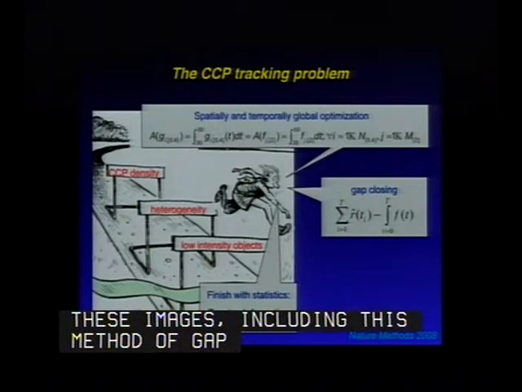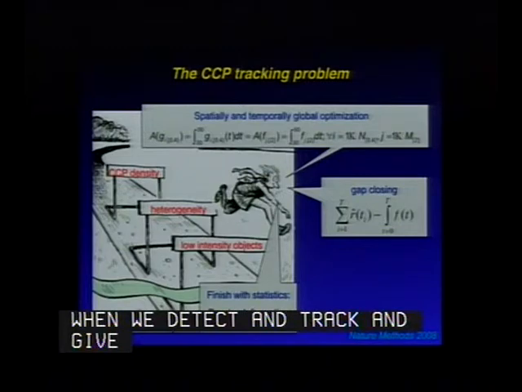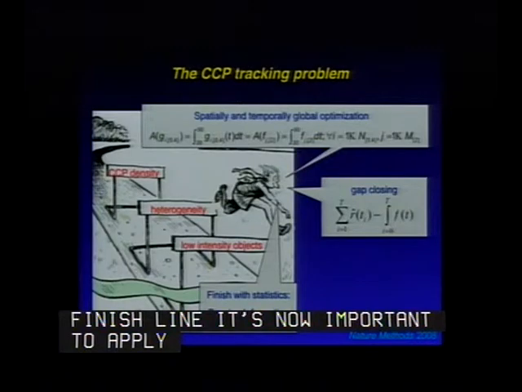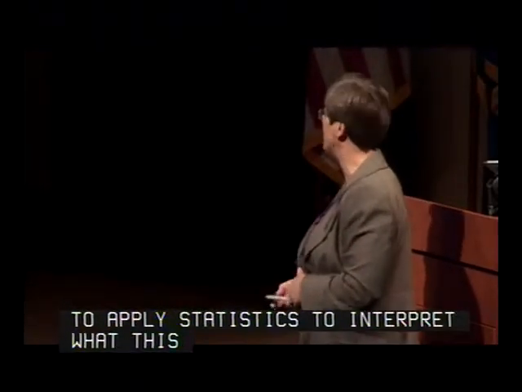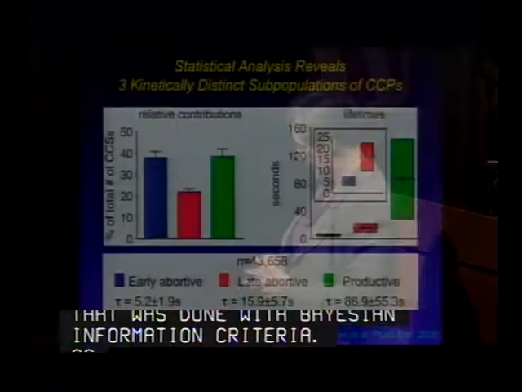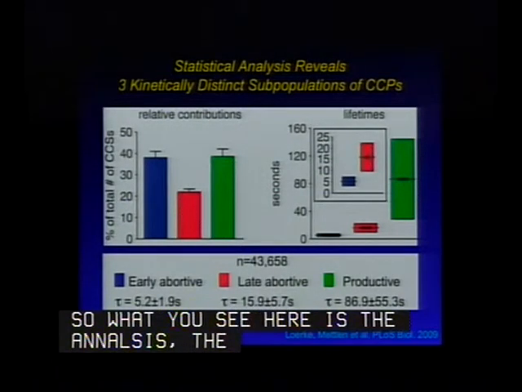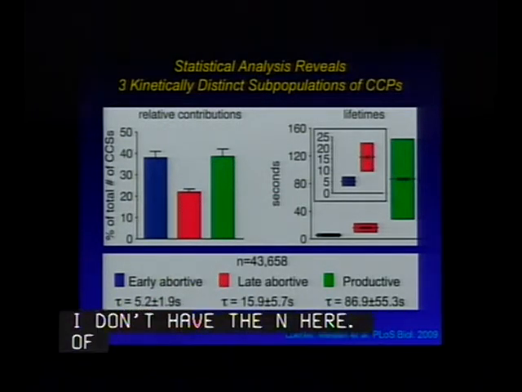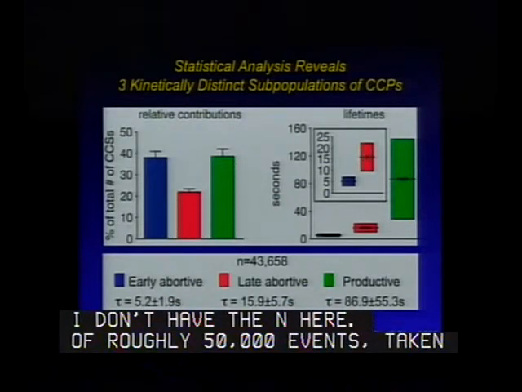When we detect and track and give trajectories for all these objects and cross the finish line, it's now important to apply statistics to interpret what this heterogeneity is telling us, and that was done with Bayesian information criteria. So what you see here is the statistical analysis, I don't have the N here, of roughly 50,000 endocytic events taken from 24 different cells, 24 different movies, long and short movies. We're trying to capture all of this heterogeneity.